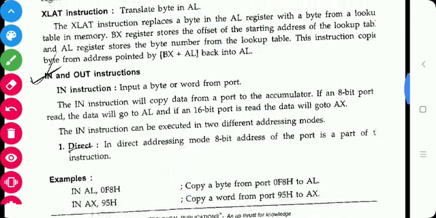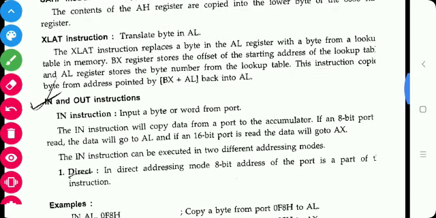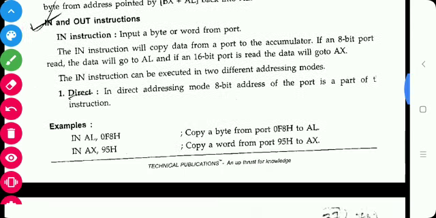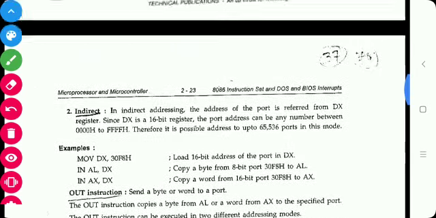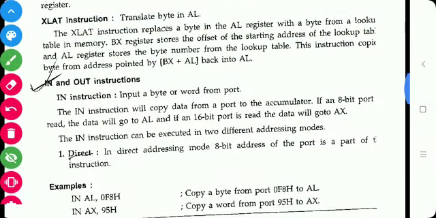The next instructions are IN and OUT. In the addressing modes we have seen that there is a port addressing mode, and in that there are only two instructions, IN and OUT. The first instruction is IN. The IN instruction copies data from a port to the accumulator. There are two modes, direct and indirect. In direct mode, the port address is given in the instruction.